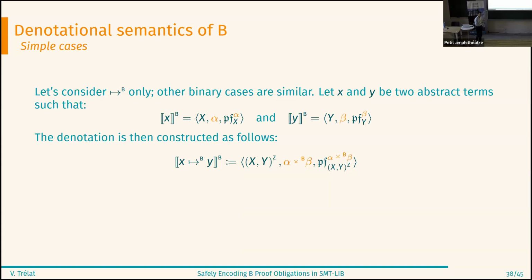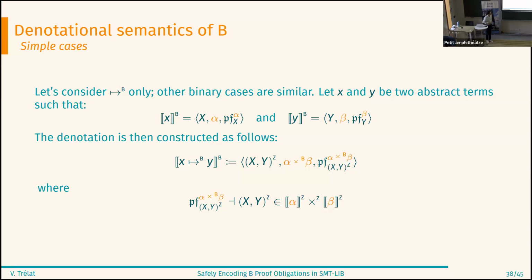It has type alpha times beta. And we have to provide a proof that XY is alpha times beta. When I say we have to provide a proof, I say we have to prove it. So we have to build the proof. So this, we have to build it, but it's quite easy because by definition, alpha times beta transformed into set is just alpha Cartesian product beta.